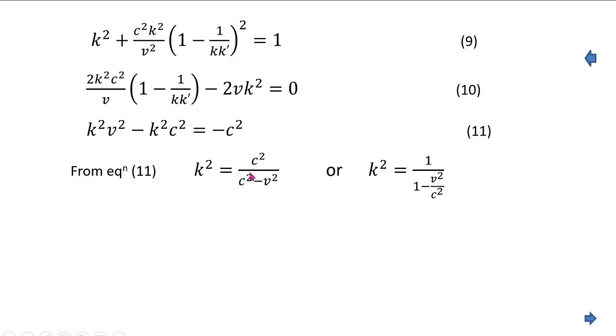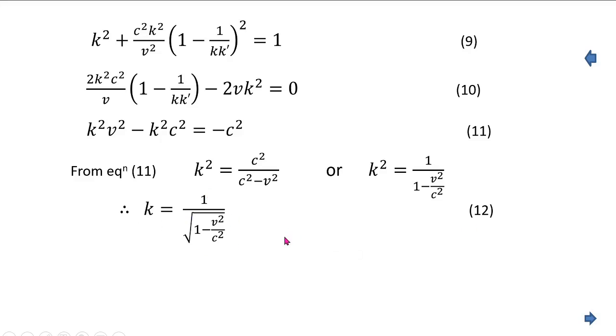Divide numerator and denominator by c square. Then at the numerator we get 1, since c square upon c square is 1, and here v square upon c square. Therefore k square is equal to 1 upon 1 minus v square upon c square. From this we get the first value of the constant k, that k is equal to 1 upon square root of 1 minus v square upon c square.